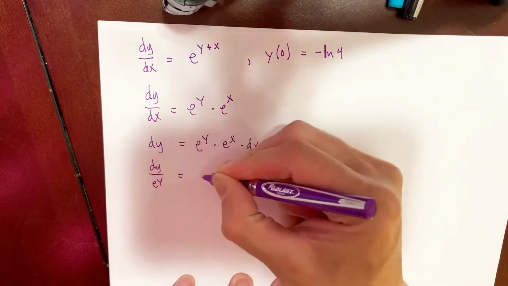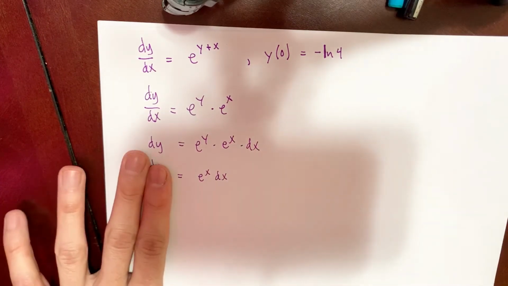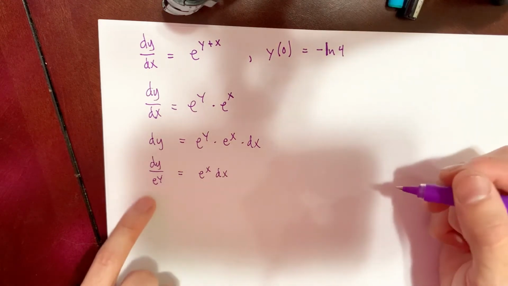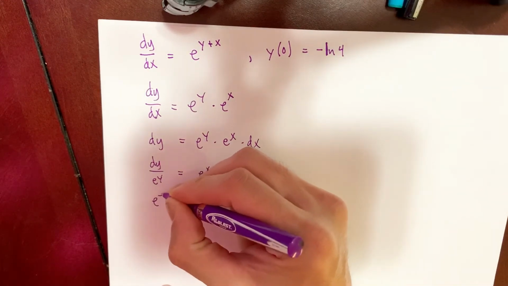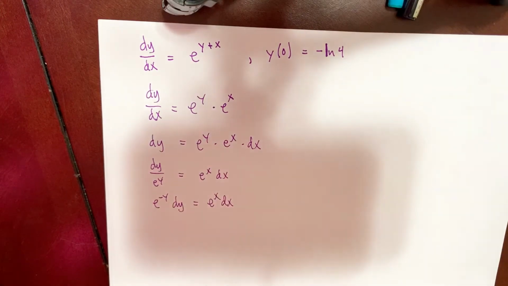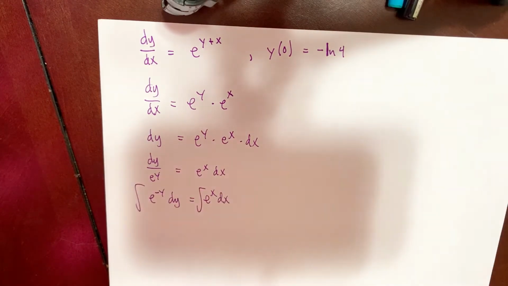What I'm essentially trying to do is move everything that has a y to the left, everything that has an x to the right. And I've done so. Now let me bring this up to the top. So e to the negative y dy equals that. And now I will take the integral of both sides.